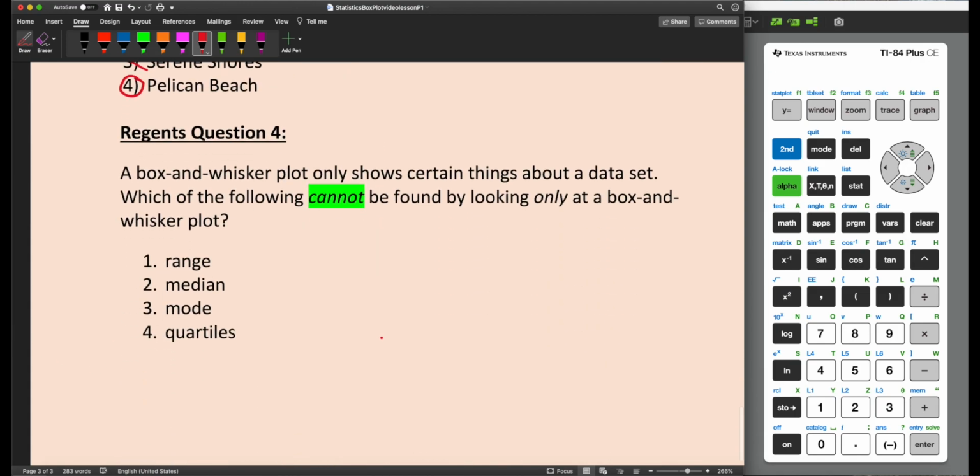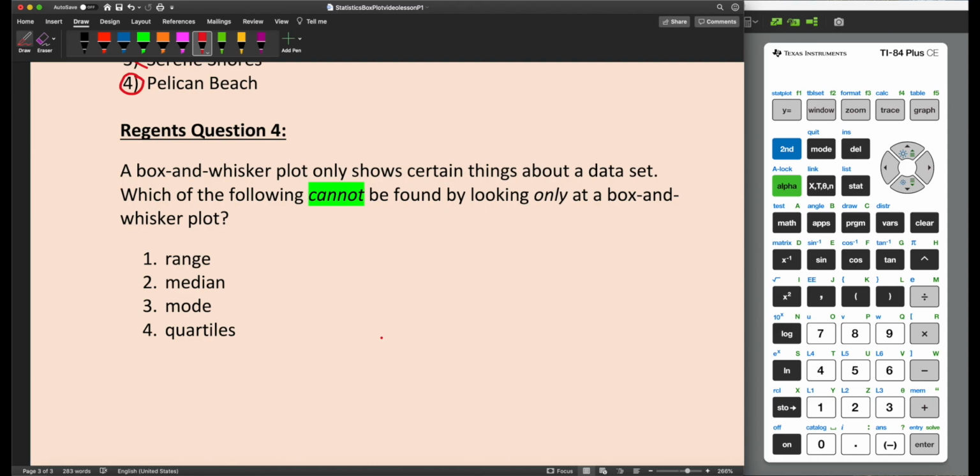Finally, guys, one more, and we talked about this, and this has come up on our Regents. The Regents does like this question. It says a box and whisker plot only shows certain things about a data set. Which of the following, of course, cannot be found by looking only at a box and whisker plot? Well, we know the range can be found because that's your max minus min. We know the median can be found. We know quartiles can be found because you have Q1, Q2, and Q3. The only one that cannot be found, guys, is your mode, or number that appears the most.